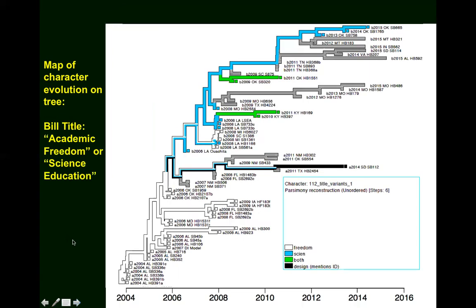We can look at other tactics in the bills, like some of the bills are called Academic Freedom Acts, some of them are called Science Education Acts. Basically, the early Alabama ones were called Academic Freedom Acts, that's the white. The Science Education ones were this sort of teal color here. A few of them had both characteristics, right? This green. So you're starting to see how this is a process.